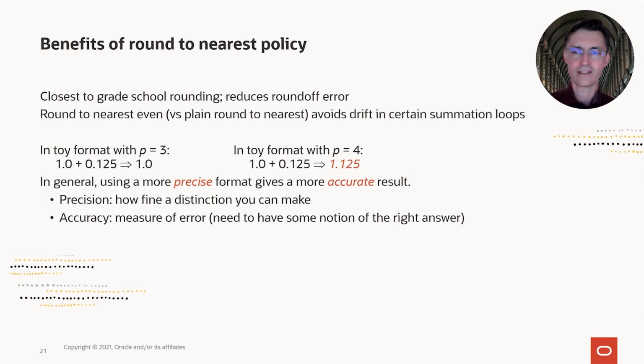This is an example of a more general phenomenon we see with floating point, which is that usually using a more precise format gives you a more accurate answer. Precision is a measure of how fine a distinction you can make, and accuracy is a measure of error. So to measure error, you have to have some notion about what the right answer is.